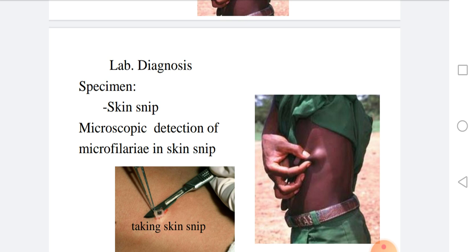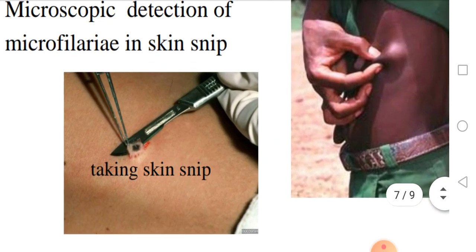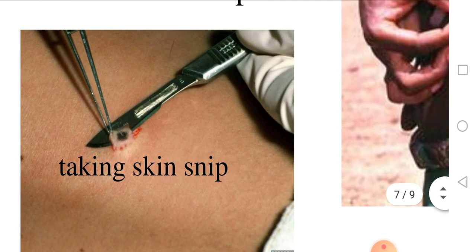microfilariae. So the specimen to be collected is a skin snip, and this is a way of taking a skin snip. Then you put the snip in a moist petri dish, moist with normal saline, and you wait for 20 to 30 minutes, and then you put the snip in a glass slide, and you look under the microscope looking for microfilariae.